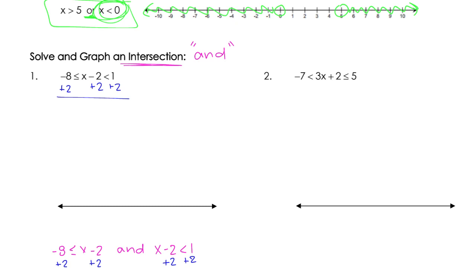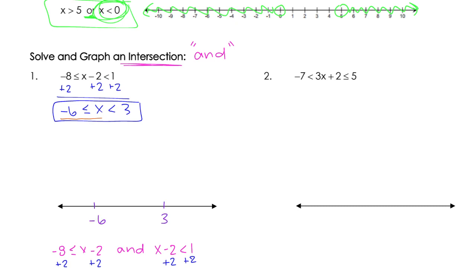So when I do that, -8 plus 2 is -6, less than or equal to x, less than 1 plus 2 is 3. X is by itself, so then this would be my answer. So we have x must be less than 3. And then if I read this part backwards, it tells me that x must be greater than or equal to -6. So on my graph, I'm going to put -6 and 3.